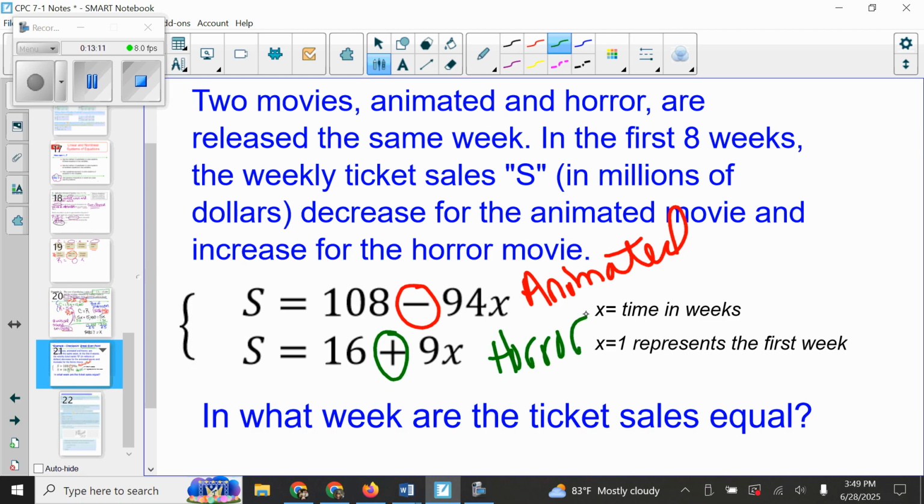So the sales for the first one must be the animated. And notice the starting sales for the animated was more, 108 million. And then for the horror film, in its first week, it was only 16 million, but then it increased from there, 9 million per week, where time is in weeks. So X = 1 represents the first week. So it increased 9 million every week. And then the animated film is decreasing 94 million per week.